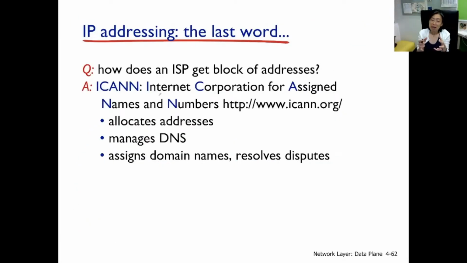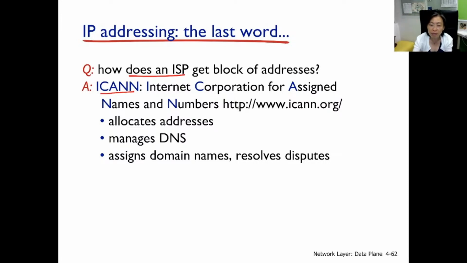Now, we get the block of IP addresses from our ISP, but the next question to ask: how does the ISP get its own block of IP addresses? It's like saying the system admin asks the higher level system admin, who asks the even higher level system admin, and this goes on. Who's the highest level system admin? Where's the end? This organization is the end. ICANN here is the highest level system admin.